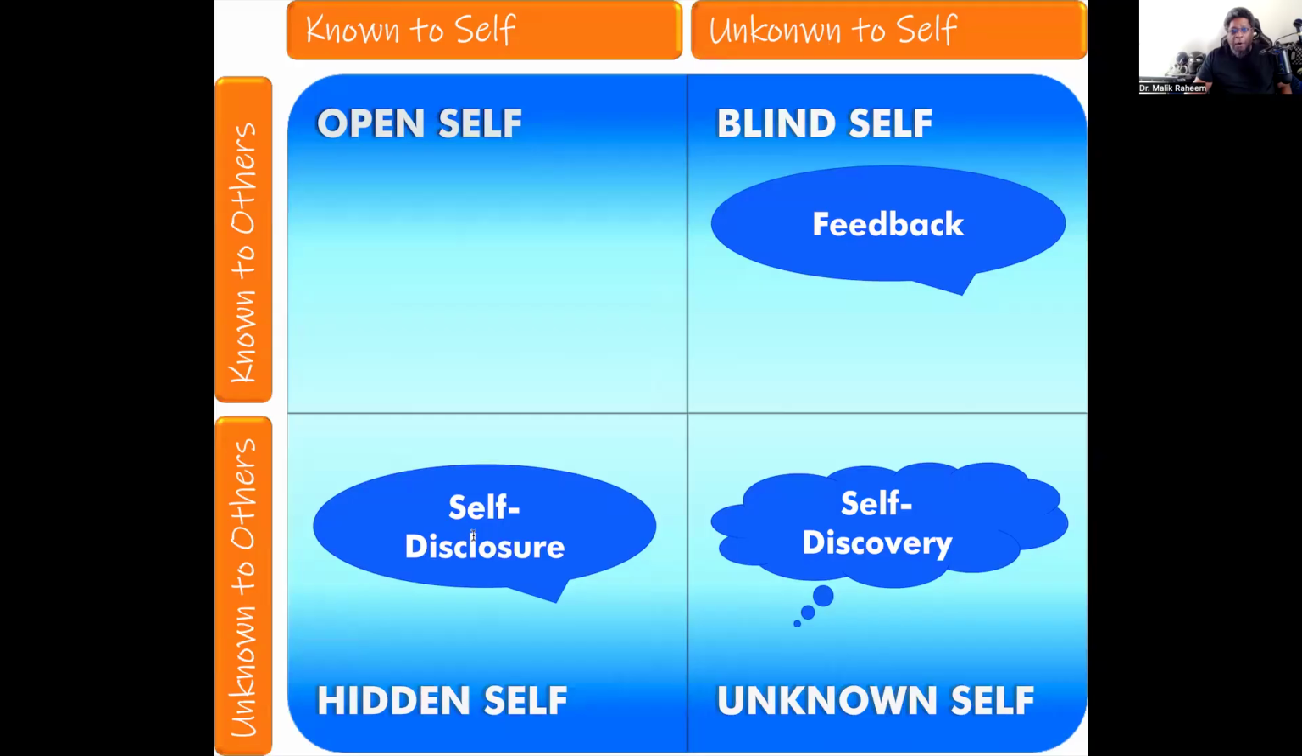The main thing I want to really talk about is our concept of Johari's window. I want to briefly talk about that and go over what it all means. You see, there are four quadrants, and there are things that are known to us and known to others, and then there are things that are unknown to us and unknown to others.